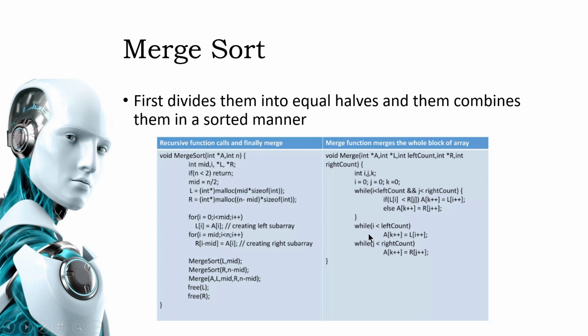And next, while i is less than left count, the same is written again, just in case, to check. So this is how merge sort works. I hope you all understood the code.